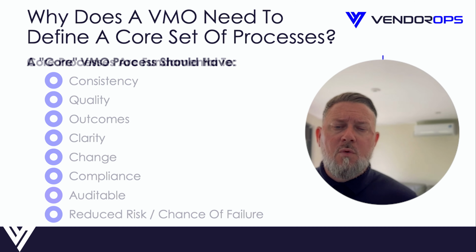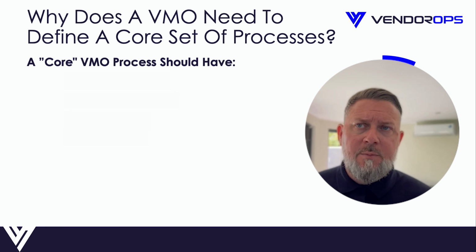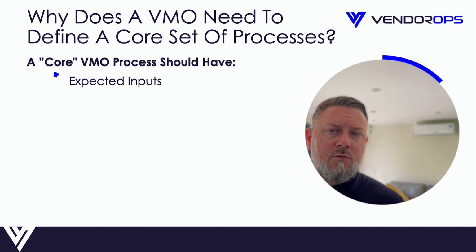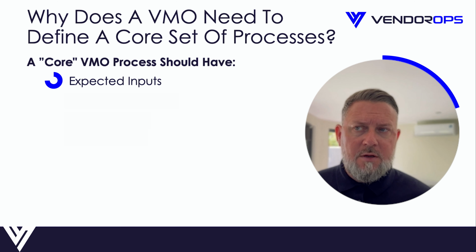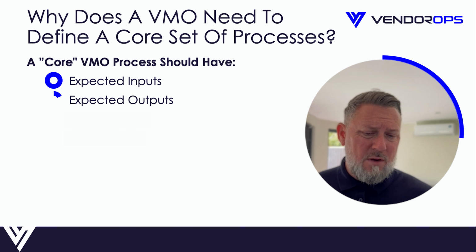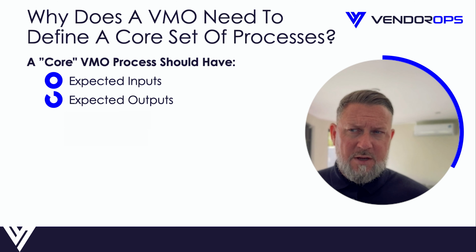In terms of what a central or core process should be for a VMO, vendor management office, they should make it easy to understand what the expected inputs are. What do you need to start the process? What do you need to kick it off? What do you need in front of you to be able to complete the process cycle? What are the expected outputs? Similar to the goals and outcomes, but it's the things that come out of the process that lead to the goals and outcomes. What's expected out of the process?